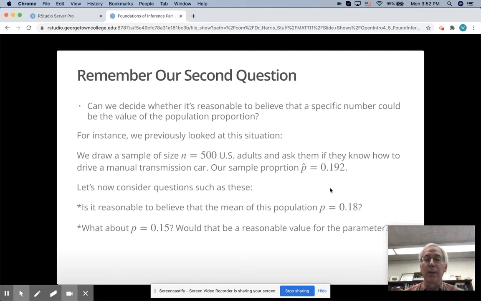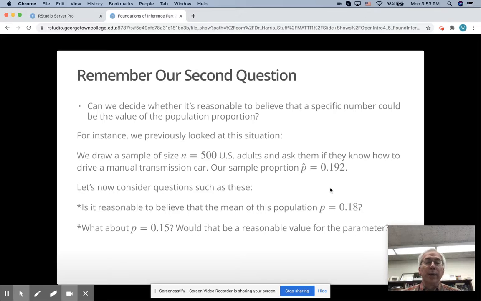In this chapter, we're talking about population proportions. In our previous slideshow, we were looking at an example involving the proportion of U.S. adults that can drive a manual transmission automobile. Suppose that we draw a random sample of 500 such adults and ask them the question, can you drive a manual transmission? And what comes back is that slightly over 19% of the respondents say, yes, I can.